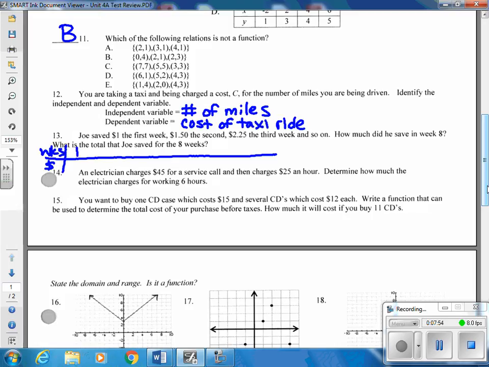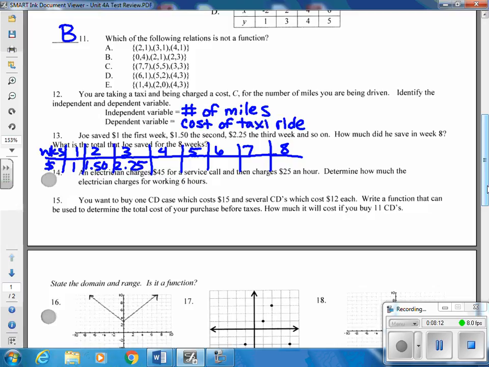So in week 1, Joe saved $1. In week 2, he saved $1.50. In week 3, he saved $2.25. Now we have to go all the way to week 8, so we might as well find the pattern and continue the table. And eventually we'll get to the answer for week 8.